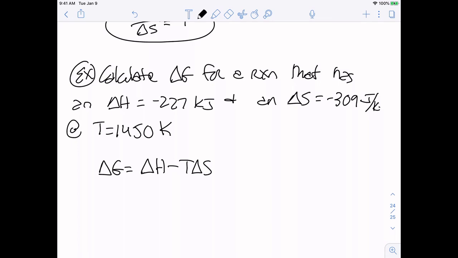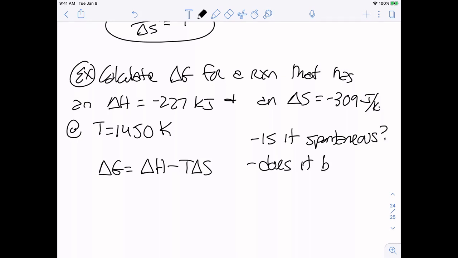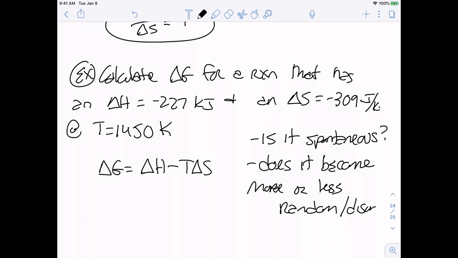And then I also want to know a couple other things. We want to know, is it spontaneous or not? So is it spontaneous or non-spontaneous? Does it become, and by it I mean the reaction, more or less random? Or disordered, same thing, right? Not going to fit all that in there. We'll just leave it as random.